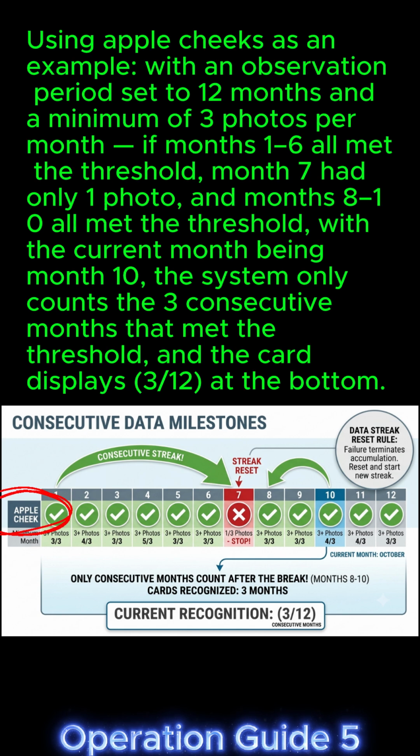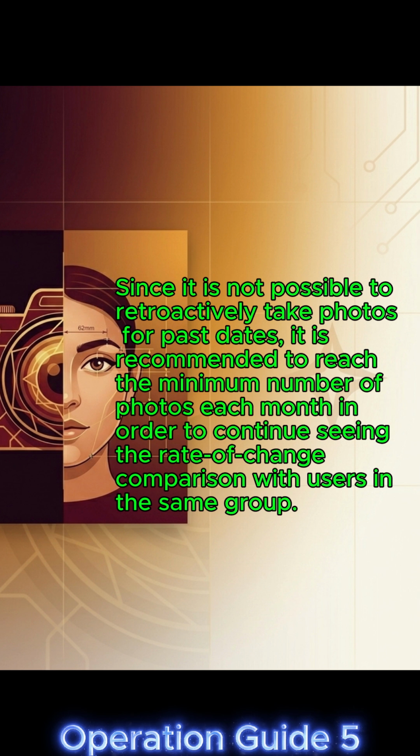Using apple cheeks as an example, with an observation period set to 12 months and a minimum of 3 photos per month, if months 1 to 6 all met the threshold, month 7 had only 1 photo, and months 8 to 10 all met the threshold, with the current month being month 10, the system only counts the 3 consecutive months that met the threshold, and the card displays 3/12 at the bottom, since it is not possible to retroactively take photos for past dates.